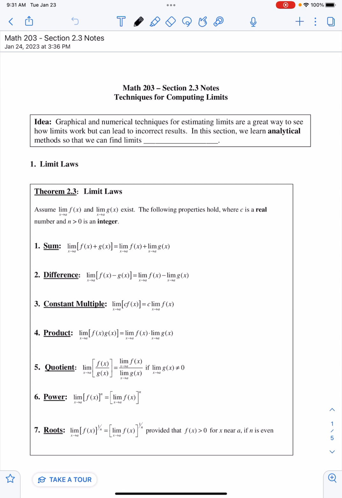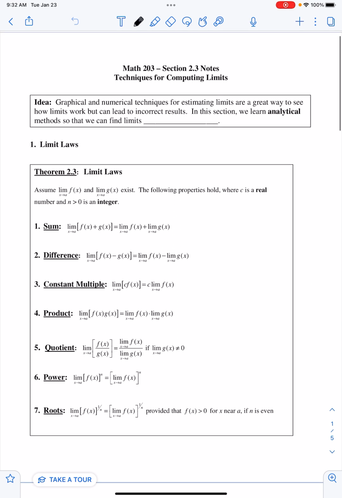We have a really good idea of how they work by looking at tables and graphs, and we're going to now look at some algebraic techniques to help us out. So the graphical and the numerical techniques that we have done for estimation have been a great way to see how this works, but it's not precise. It can lead to some incorrect results. So in this section, we want to learn analytical methods so that we can find limits precisely.